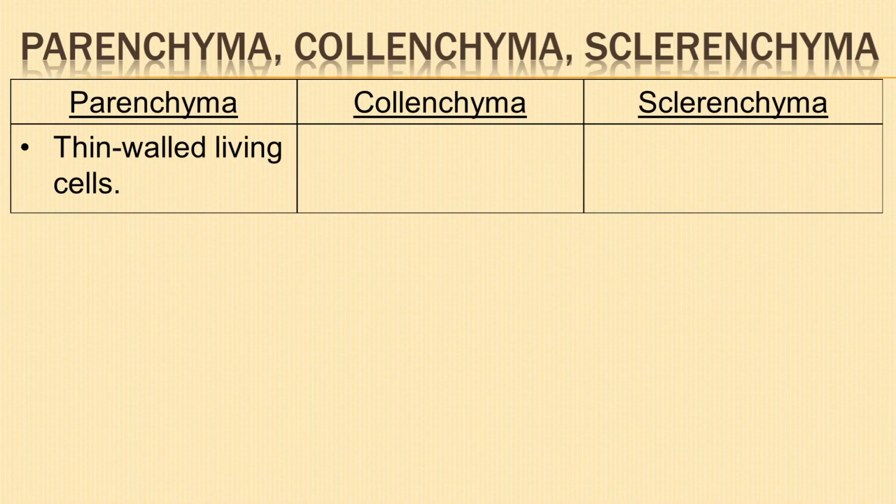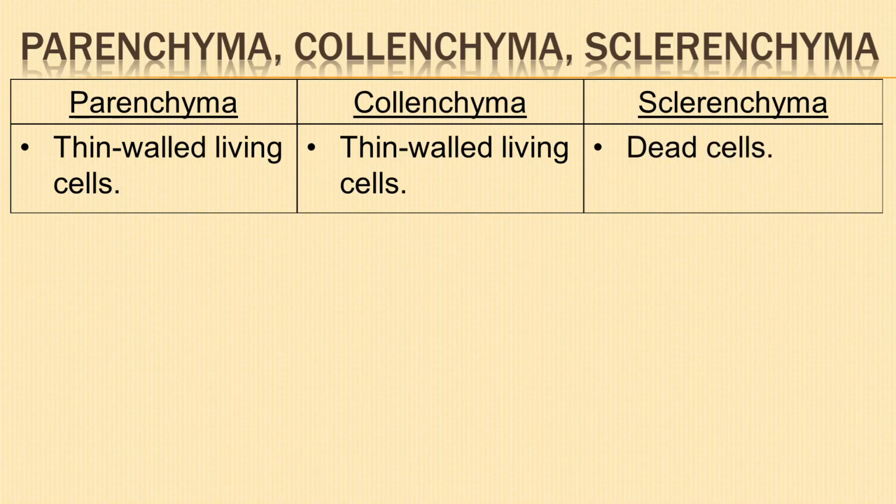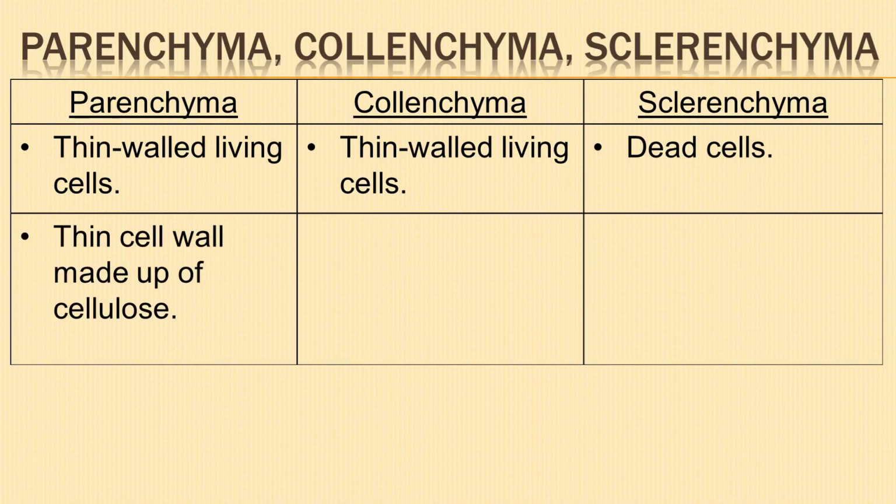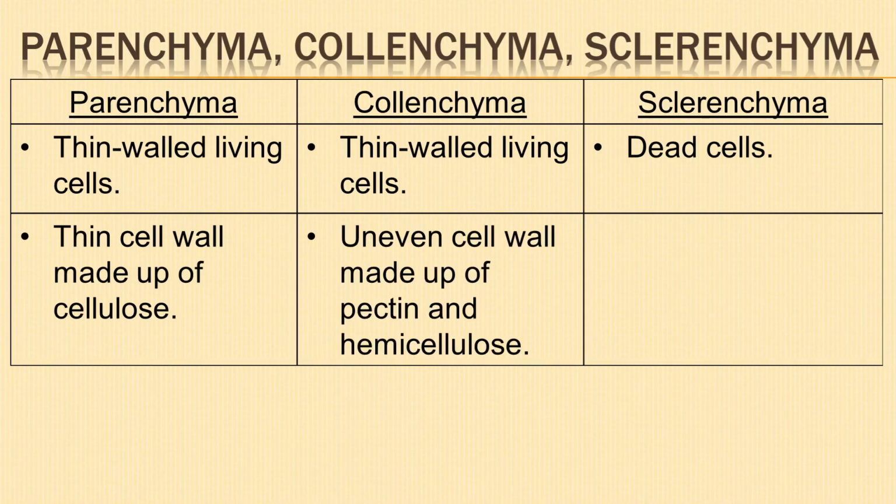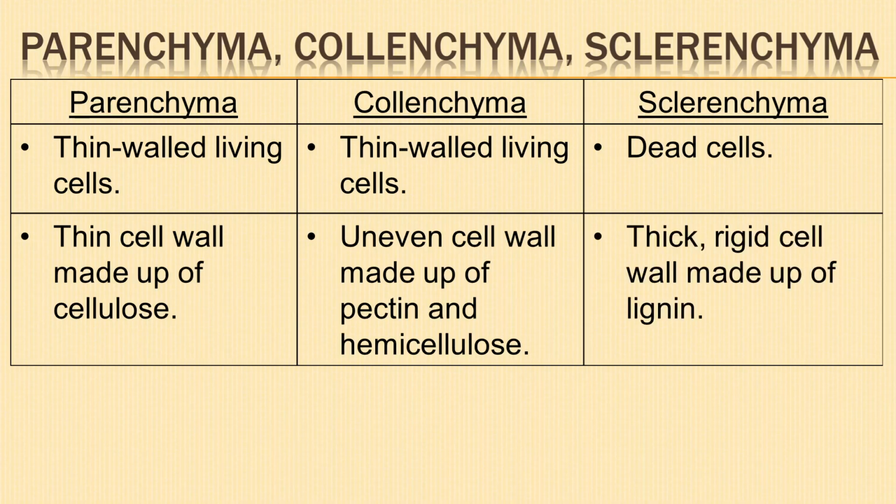Parenchyma are thin-walled living cells. Collenchyma are also thin-walled living cells. Sclerenchyma are dead cells. Parenchyma have thin cell wall made up of cellulose. Collenchyma have uneven cell wall made up of pectin and hemicellulose. Sclerenchyma have thick, rigid cell wall made up of lignin.